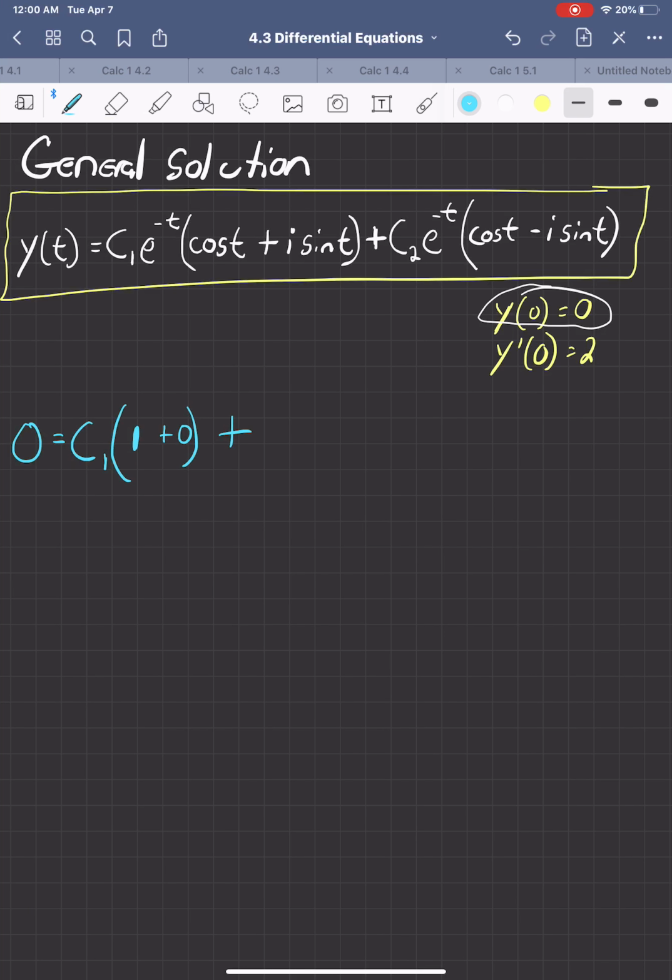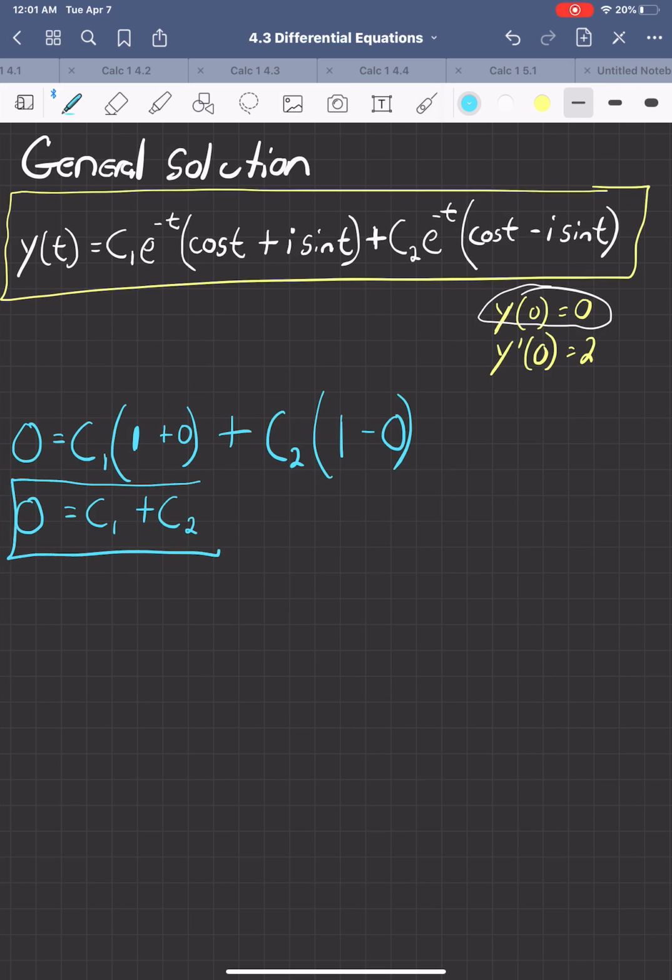All right. And then c sub 2. Again, e to the power of negative 0 is just e to the power of 0, which is 1. So c sub 2 times, again, cosine of 0 is 1, and sine of 0 is 0, so this is 1 minus 0. Okay, so we end up with 0 is equal to c sub 1 plus c sub 2. So we'll go ahead and box that in, and we'll need that in just a little bit.